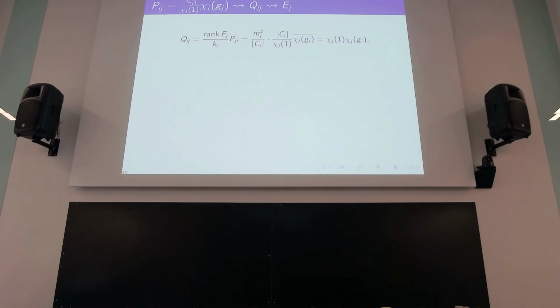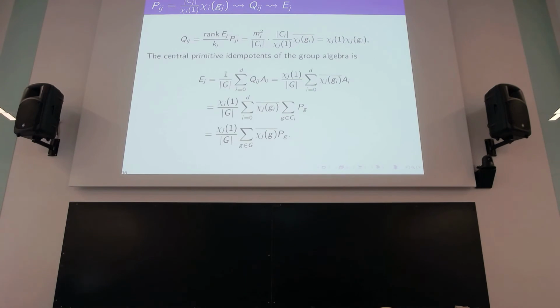So this is nothing but the bar of the character value multiplied by its degree. So this is the value of the second eigenmatrix. But what is the purpose of the second eigenmatrix? The second eigenmatrix is used to write the primitive idempotents in terms of the adjacency matrix. Yeah, so this is what we have.